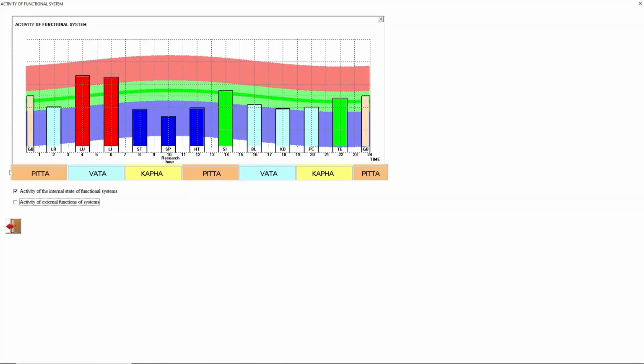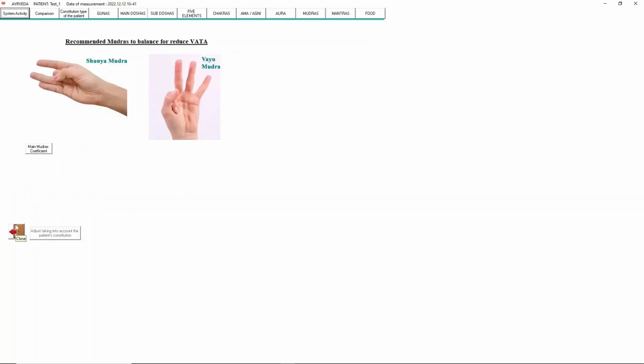Manifestation activity in the main functional systems, meridians, is also determined. At the same time, one can see both the activity of the systems themselves and the activity of the external functions of the meridians. In this case, we see excessive activity of the lung and large intestine meridians. Other information as well as recommendations are available through the corresponding menu items.